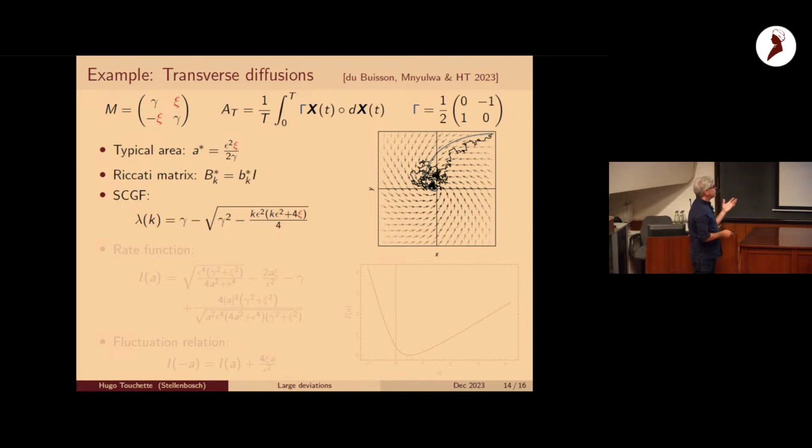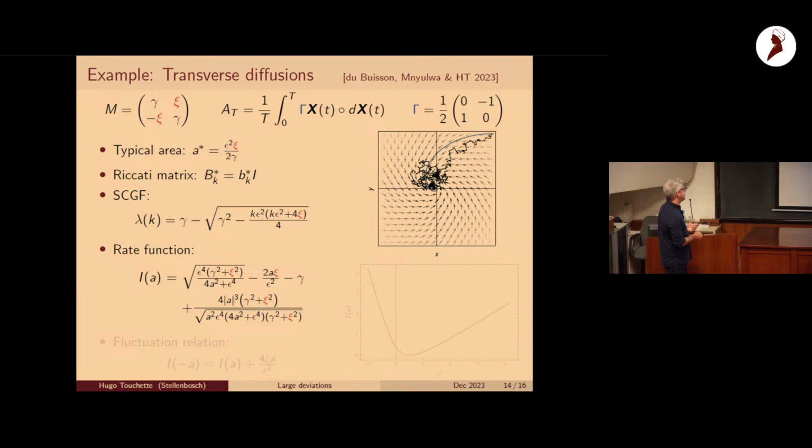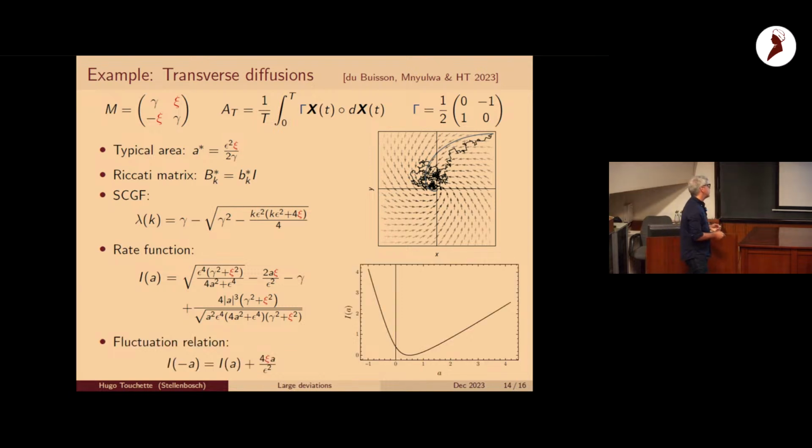Now, we can use our theory. We can go back to the Riccati equation and try to solve it, and then we can solve it here. It's actually not so difficult because in this case, the Riccati matrix is diagonal. So you only have to solve for a scalar. You can find a scaled cumulative generating function, and this is this lambda k there. You can take the Legendre transform, you find this, and so this is the plot of the rate function.